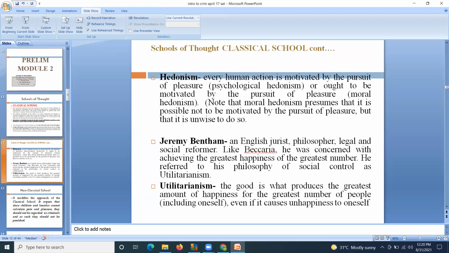I will give you a very good example that properly displays utilitarianism. Okay.